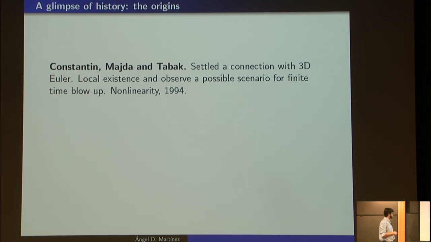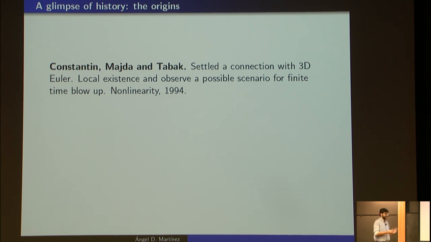All right, very well. So, why is it related to the 3D Euler equation? This was investigated by Constantin, Majda and Tabak almost 25 years ago. They proved local existence, and they actually provided a scenario for finite time blow up. So they expected to be able to see if the 3D Euler blows up, having a hint from this kind of active scalar equation, which is the SQG. Well, this SQG is simpler. It is the convection of just a function. So one expects that to be easier.